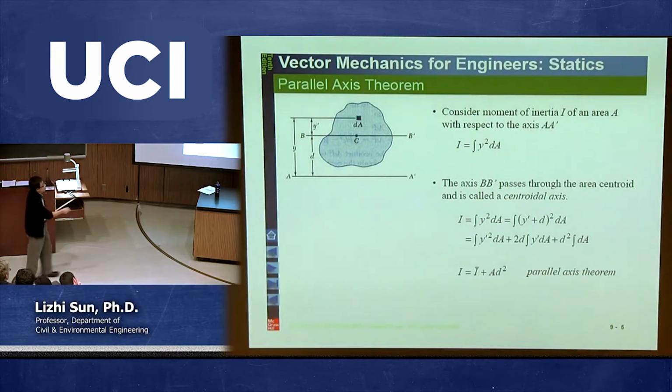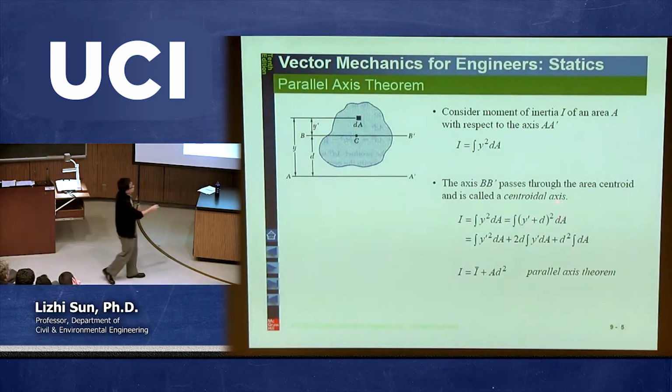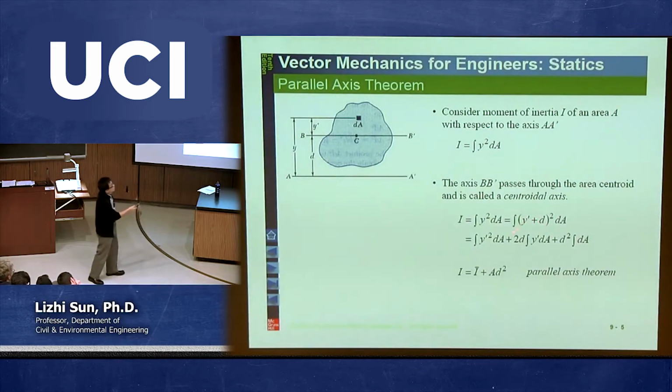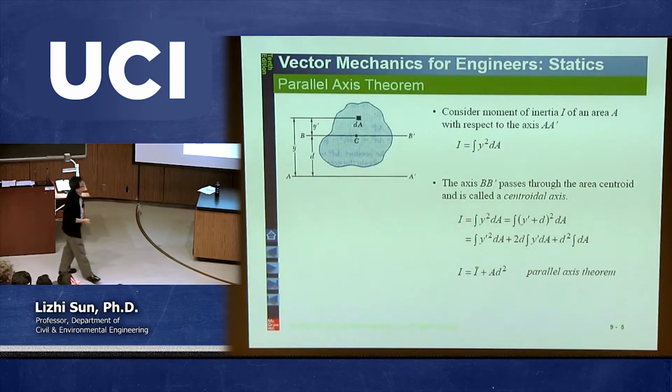Okay? We are going to expand this integrand. So this integrand should include three terms, right? One is y prime squared, one is 2d y prime, and one is d squared. So this is (a plus b) squared equal to a squared plus 2ab plus b squared, right? So it's going to be split into three parts. Okay? And let's evaluate each part separately.